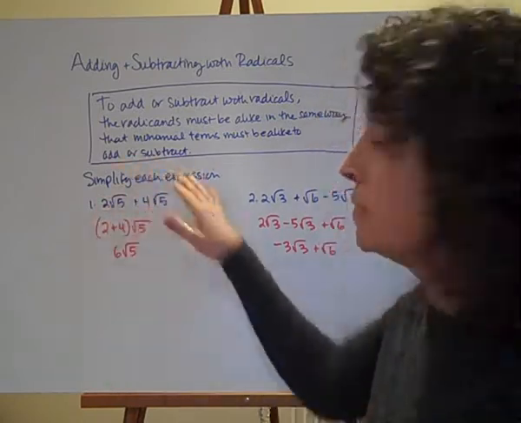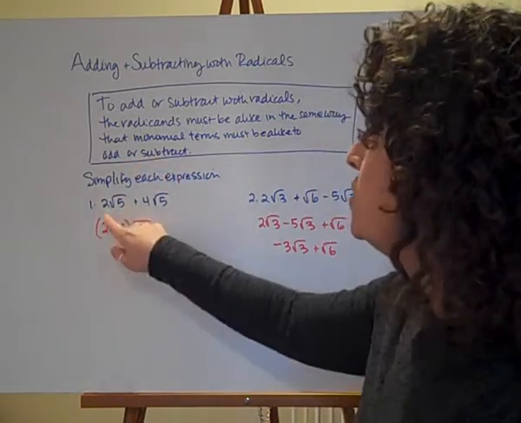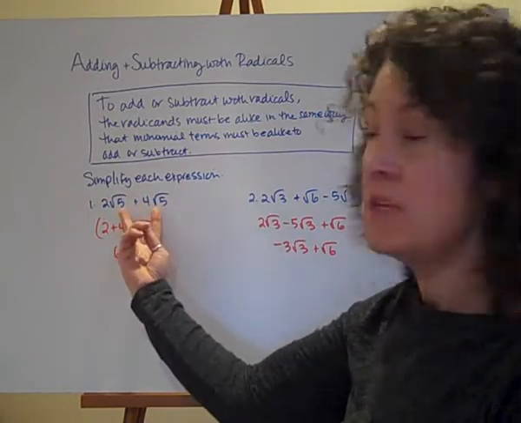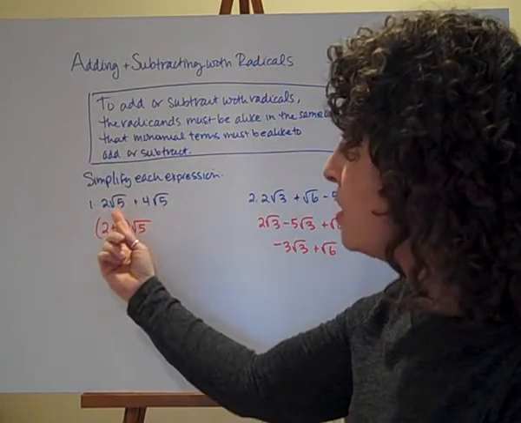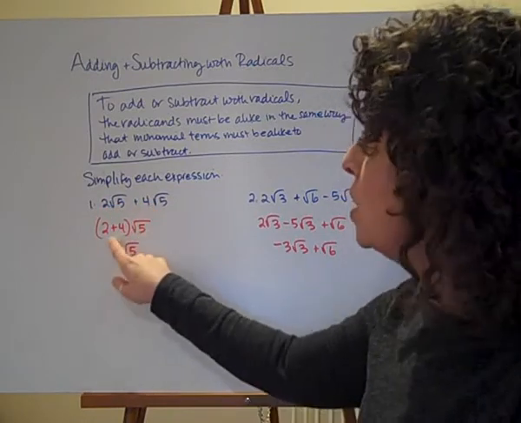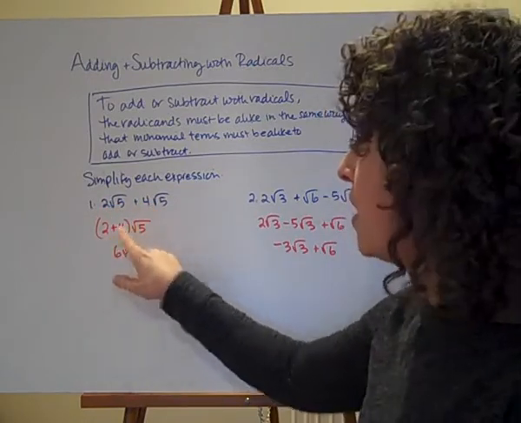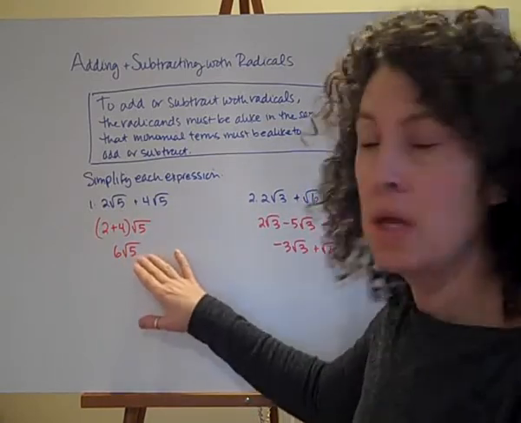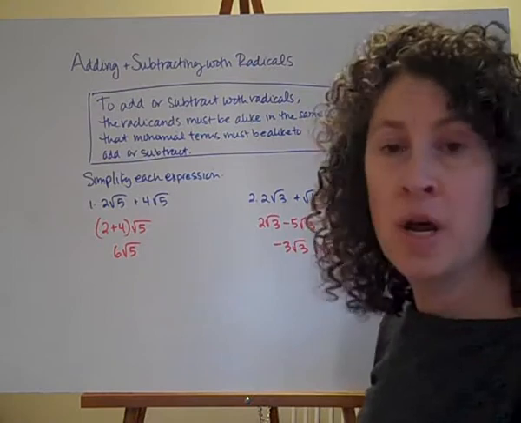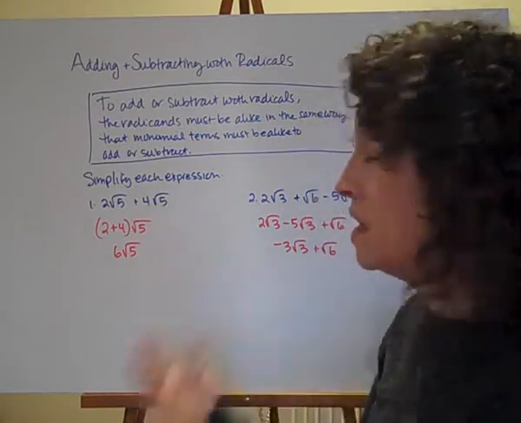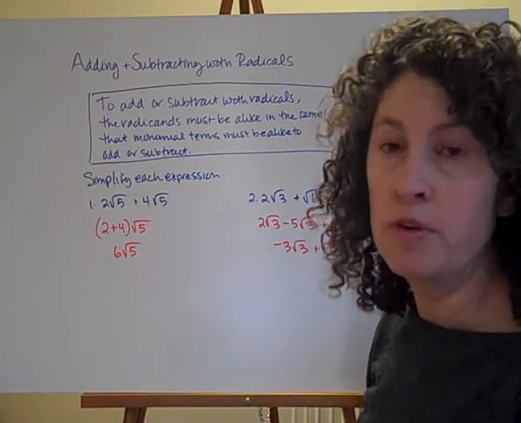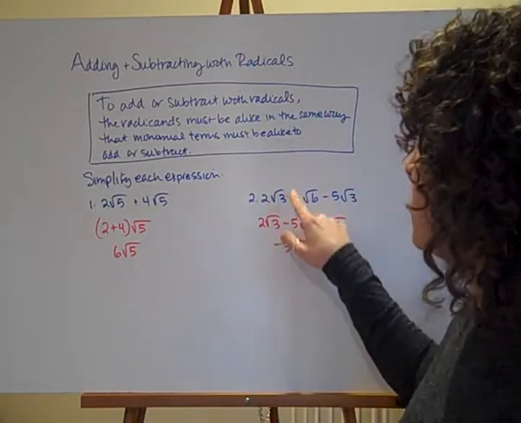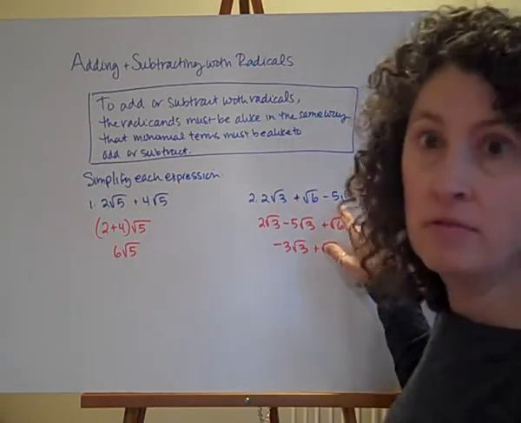So let's simplify each of these expressions. I have 2 radical 5 plus 4 radical 5. Again, I can think of these as like terms. I have 2 radical 5s and I have 4 radical 5s, which means I have 2 plus 4 radical 5s. So I have a total of 6 radical 5s. Again, I want to make sure that in my radical I do not have any perfect square factors, and 5 is prime, so I don't have any perfect square factors in there. So we're done.